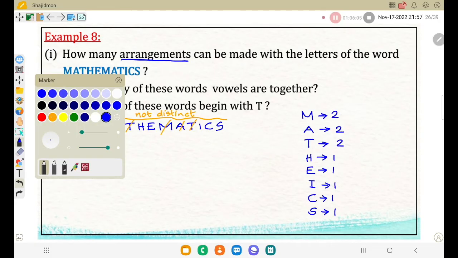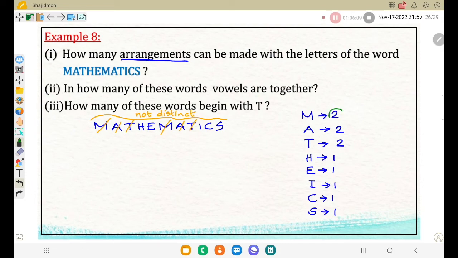Now you can add totally. Okay? For example, the letter M comes 2 times. This we are calling P1. This is P2, the second letter coming 2 times. P2 equal to 2. This is P3. Same like this is P4, P5, then P6, then P7, P8.